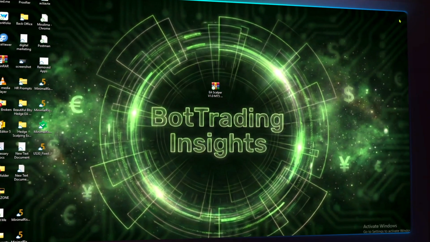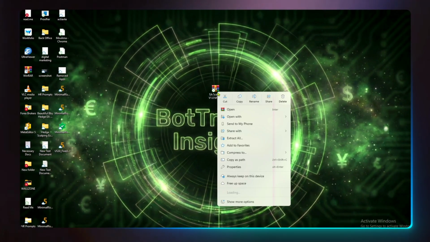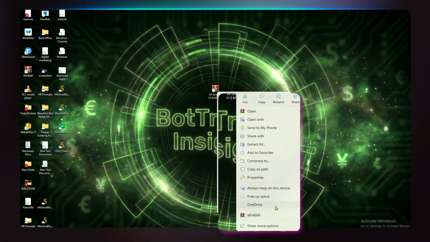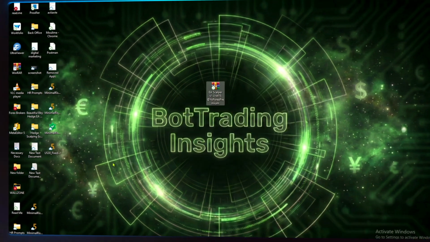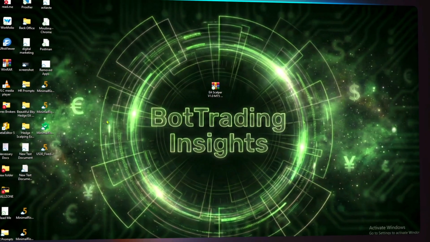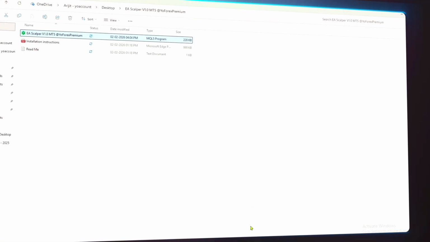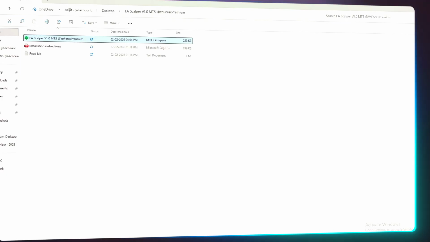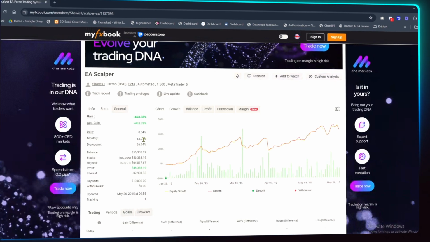Starting right at the beginning, the setup is refreshingly uneventful in a good way. Right-click the zip file, choose the extract option, and inside you get the EA Scalper MT5 file, along with the README and installation instructions. Clean and simple, no missing pieces, no confusion, which already sets the tone that EA Scalper MT5 is built for traders who value clarity.